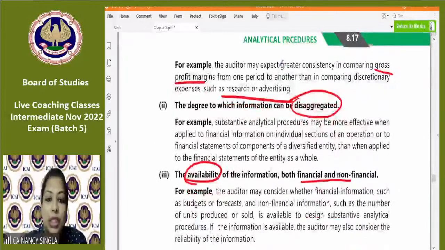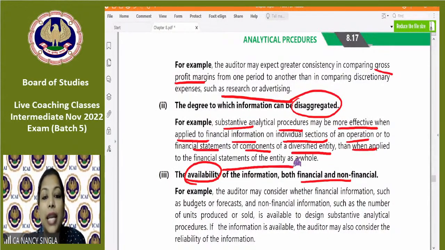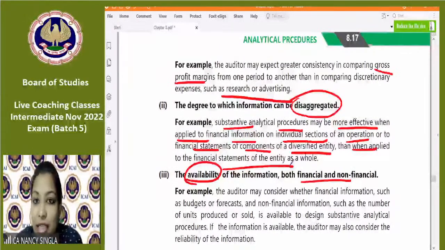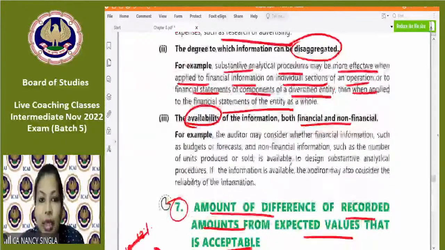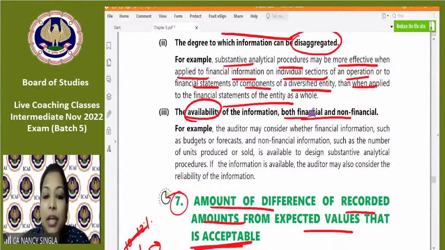The data to which this is disaggregated. Substantive analytical procedure may be more effective when applied to financial information on individual sections of an operation, or to financial statements or components of a diversified entity, than when applied to the entity as a whole. It is segment-wise information here. So it is better to apply the analytical procedure on each segment rather than to the totality of the data, rather than to total revenue and expenses. Availability of both financial and non-financial data.